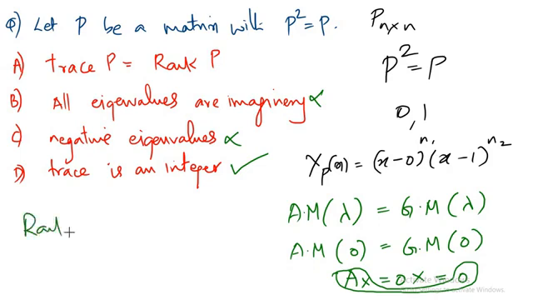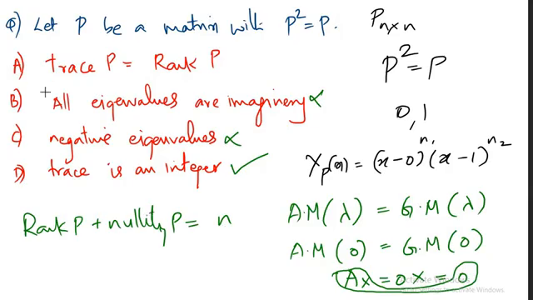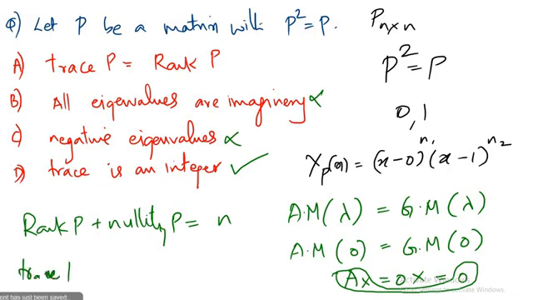That is, if you take the matrix P, the rank of P plus the nullity of P will be equal to the number of columns in the matrix P, that is, equal to n. Now if you consider the number of times 0 is repeated, that is the geometric multiplicity of 0, and try to find the trace of P, we can write that the trace of P will be equal to the total number of eigenvalues n minus the geometric multiplicity of 0, right?